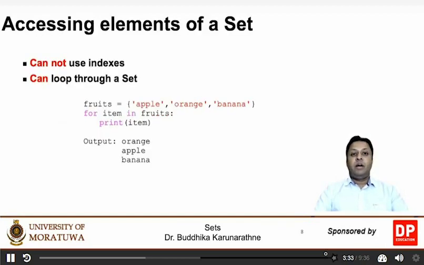Let's now see how to access elements of a set. As already mentioned before, a set is an unindexed collection. Therefore, we cannot use indexes to access elements, like in lists. However, we can loop through the elements of a set. You will notice that the items are printed in no specific order. If you run this code multiple times, each time you will get a different order. That is because the elements in the set are unordered.